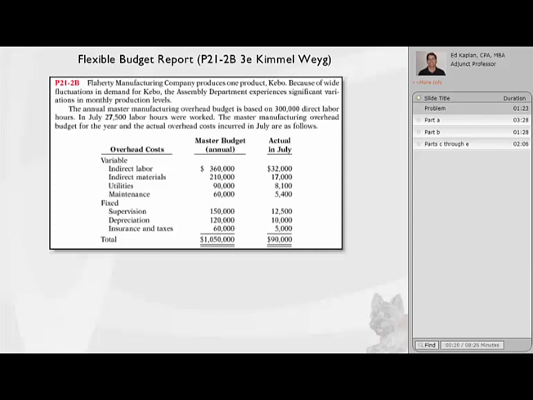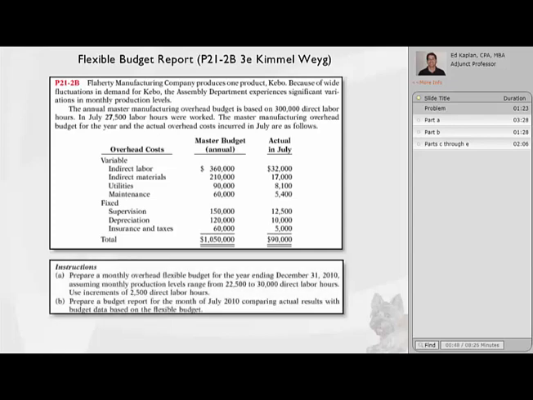The master manufacturing overhead budget for the year and the actual overhead cost incurred in July appear in the table that you see on your screen now. So you see that the master budget on an annual basis had variable cost and fixed cost that came to $1,050,000, and the actual in July were $90,000. Okay, let's take a look at parts A and B.